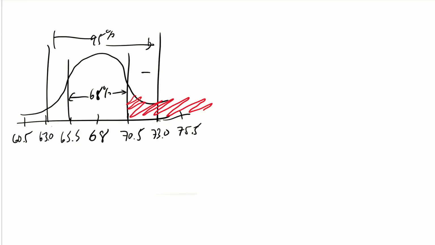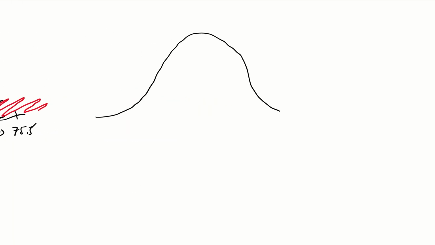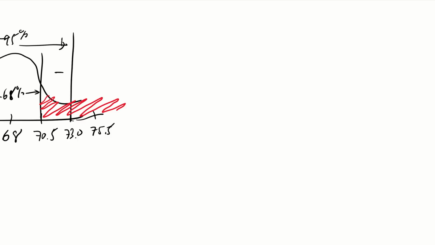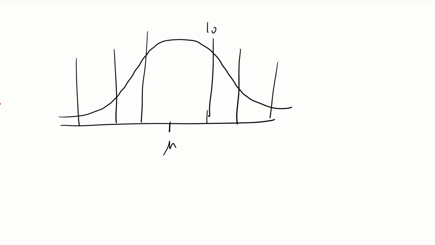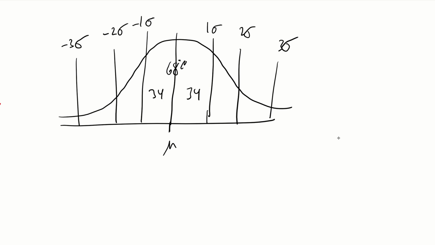Well, let's recall what the percentages are. I can actually use the same drawing, but I'll just do another one. So this is the mean. This is 1 standard deviation, 2 standard deviations, and 3 standard deviations. I'm just going to write 1 sigma, 2 sigma, 3 sigma so I don't have to write it all out. So from here to here is 68%, which means each of these is 34 percent.